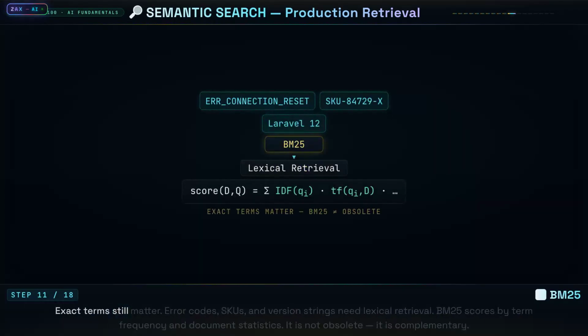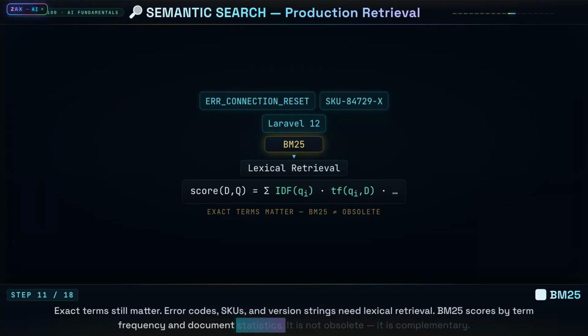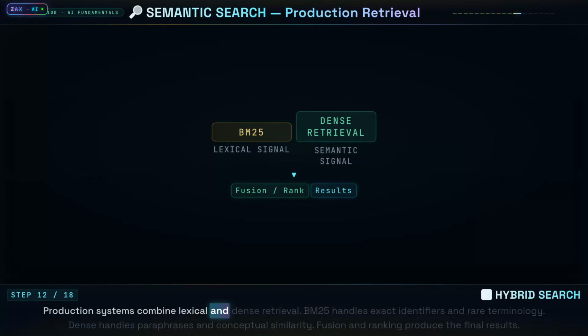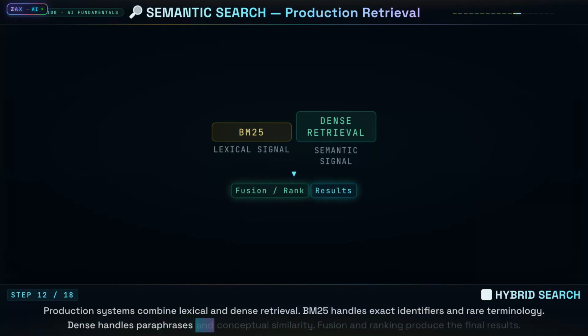Exact terms still matter. Error codes, SKUs, and version strings need lexical retrieval. BM25 scores documents based on term frequency and document statistics. It is not obsolete, it is complementary. Production systems combine lexical and dense retrieval. BM25 handles exact identifiers and rare terminology. Dense handles paraphrases and conceptual similarity. Fusion and ranking produce the final results.